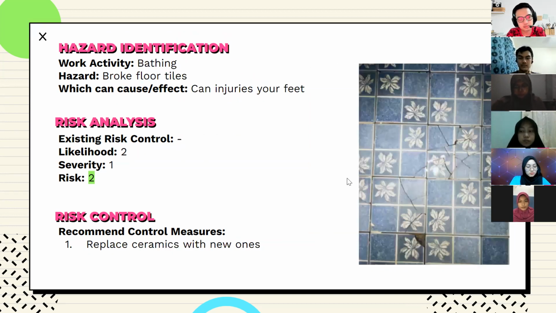Next, the hazard identification. Work activity is bathing. The hazard is broken floor tile, which can injure your feet. Risk analysis: existing risk control, we don't have existing risk control. Likelihood 2, severity 1, risk 2. It's low. Recommended control measure is to replace the ceramic with a new one.